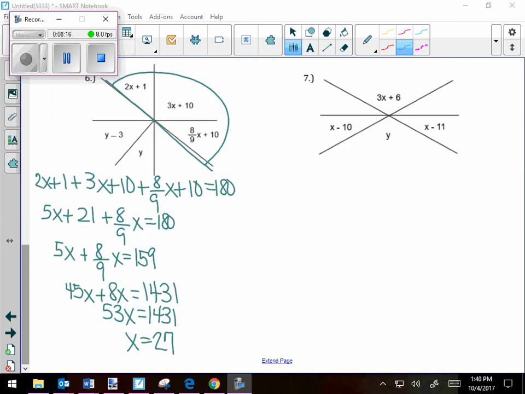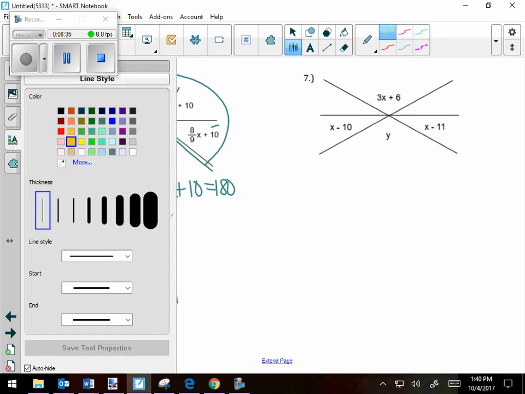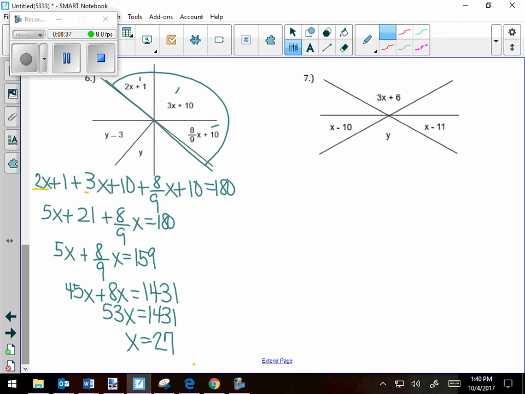So I went and took a look at my picture. I realized I do have a straight line, and I have these three angles here, here, and here that make up that straight line. So the 2x plus 1 plus 3x plus 10 plus 8/9x plus 10 has to equal 180. When I got to that point, I went in and combined like terms. So I combined those two and got the 5x. I combined the 1, the 10, and the 10 and got 21. And then in my next step, I actually subtracted the 21 and moved it to the other side.